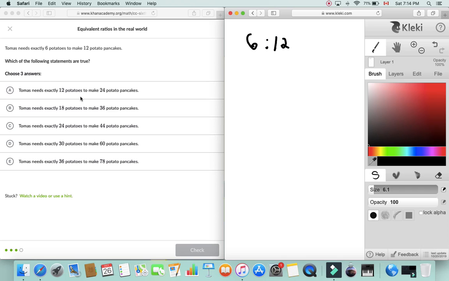Okay, so let's see these. 12 to 24, well, that works. Multiply by 2 on both sides. Perfect. 18 to 36, well, that also works because we multiply it by 3 on both sides. Oh, we need 3 answers. Okay, 36.